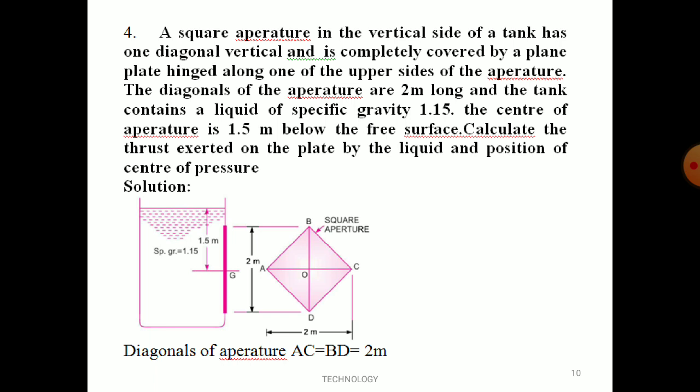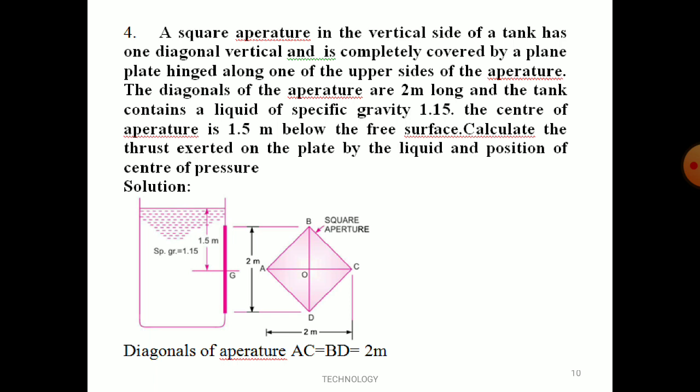So for the center of the aperture, always remember the distance from the center to the free water surface is taken as h bar. So that is the position of the center of gravity from the free surface. So h bar is given as 1.5 meter. So directly you can calculate the thrust exerted on the plate by the liquid and the position of the center of pressure. F and H star are what you are supposed to find here.